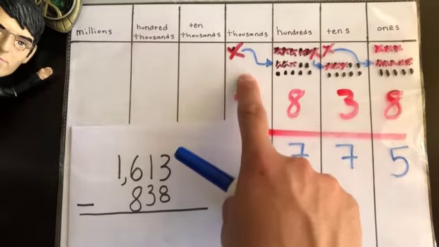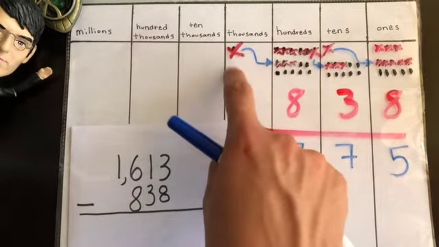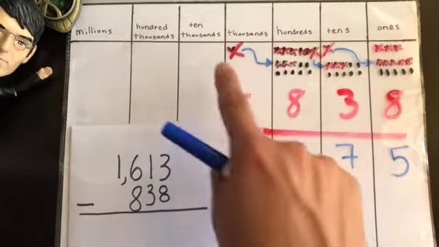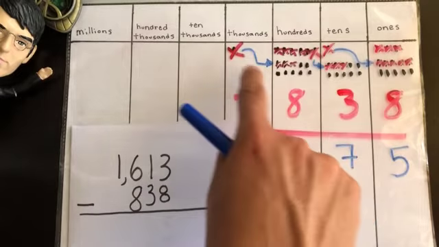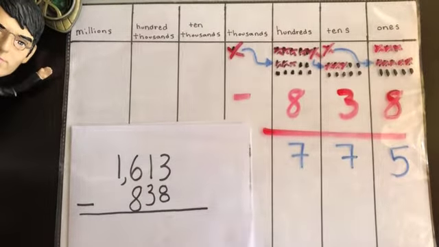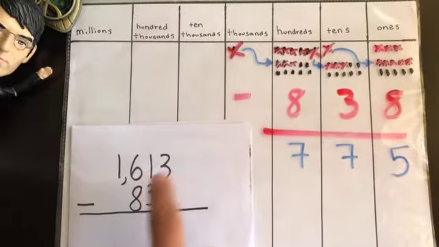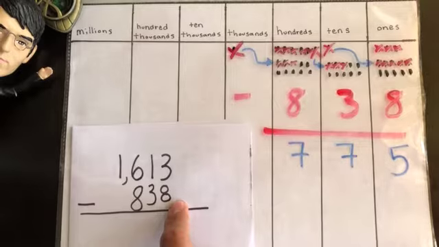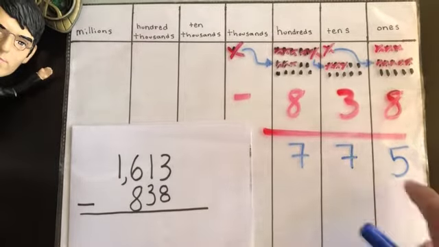Do I have any thousands? Well, no, because I decomposed it over here. It's not that the 1,000 is gone, it's just that it got transferred over here. It got decomposed into smaller units. So my final answer is 1,613 minus 838. It's 775.